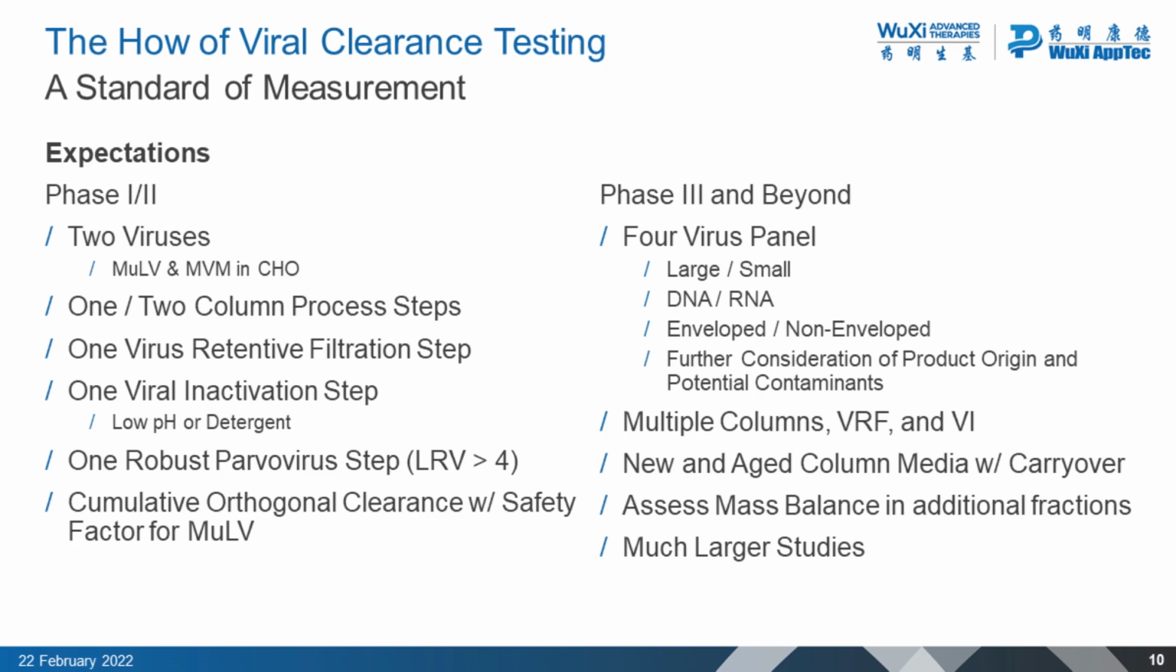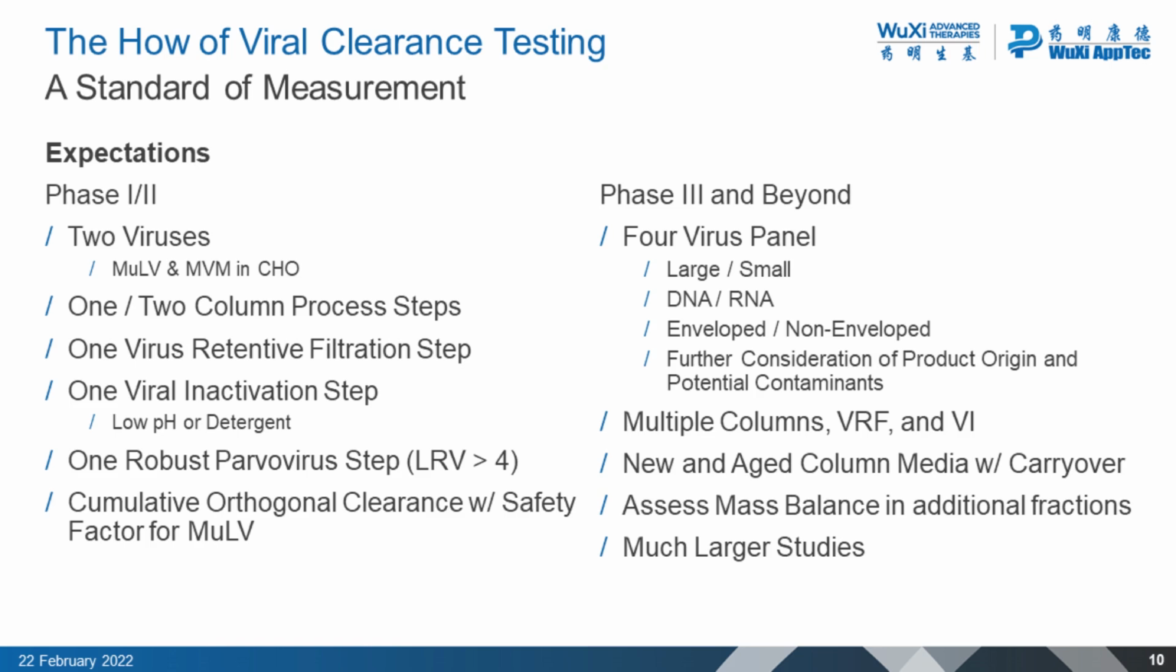So for this entire process for a phase 1 or phase 2 study, you would need to demonstrate at least one robust parvovirus step, again, with greater than 4 logs of reduction. And the cumulative orthogonal clearance with a safety factor for retrovirus is what you are looking for here. When we move into phase 3 and beyond, the studies get a little larger and a little more complex. We start to look at a 4-virus panel that encompasses a range of large viruses and small viruses, DNA and RNA, as well as enveloped and non-enveloped.